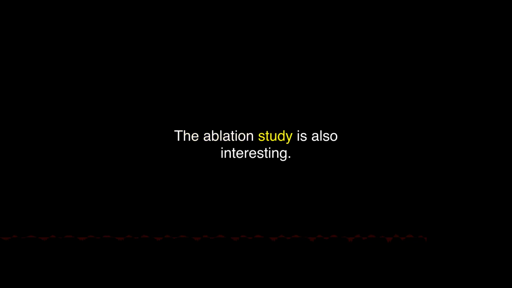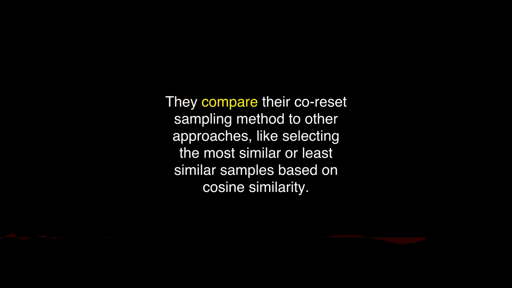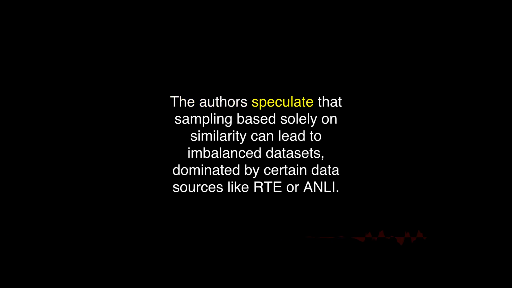The ablation study is also interesting. They compare their coreset sampling method to other approaches, like selecting the most similar or least similar samples based on cosine similarity. The coreset method outperforms the others by a wide margin. The other methods even perform worse than the vanilla model in some cases. That's right. The authors speculate that sampling based solely on similarity can lead to imbalanced datasets, dominated by certain data sources like RTE or ANLI.